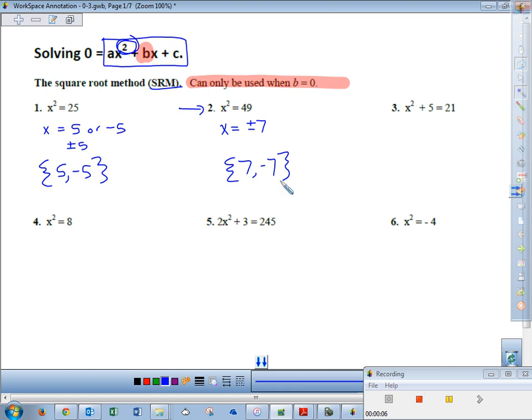Awesome. Number 3. Why can we use the square root method? You're going to get really tired of me saying this today. This is how you approach each problem. Why can you use the square root method? No x to the first. Is x squared all by himself on one side of the equal sign?